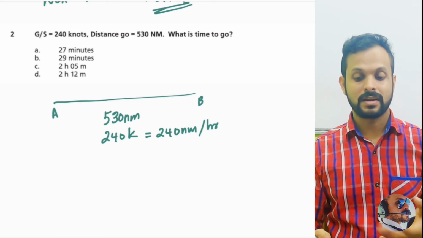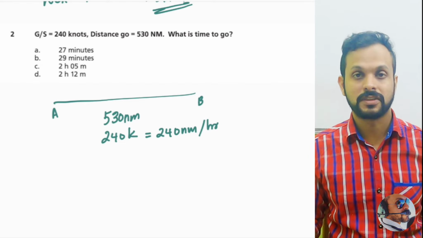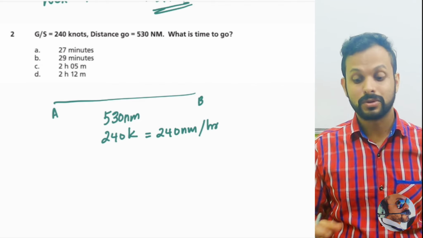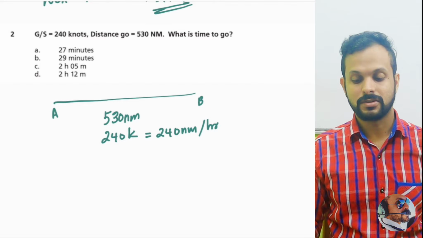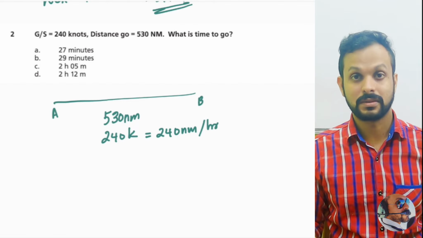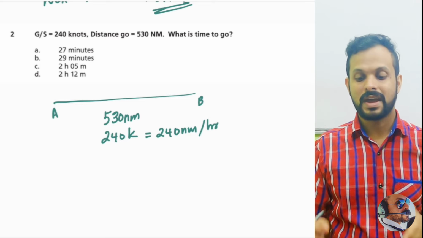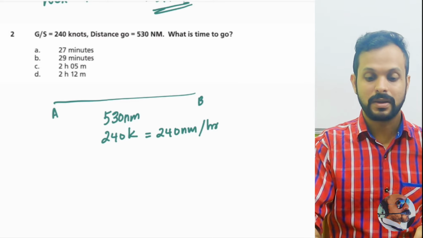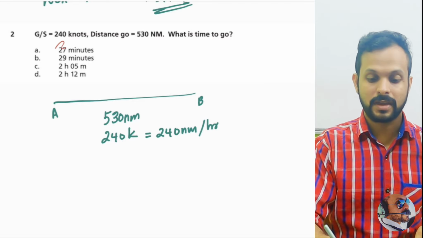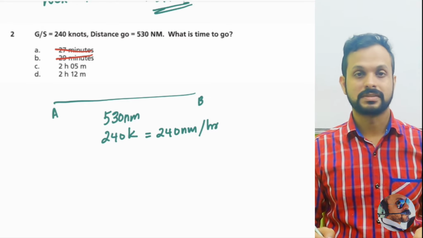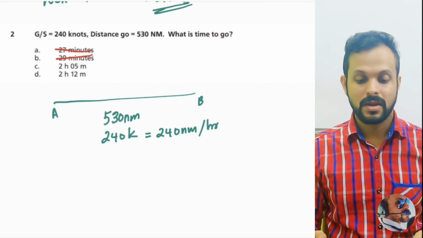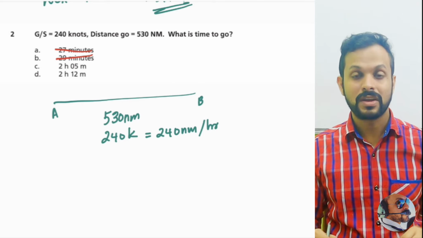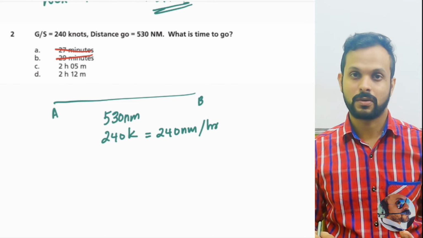So if I want to fly 530 nautical miles, it's more than double the distance of 240 nautical miles which it travels per hour. So the answer is definitely going to be more than 2 hours, and that eliminates options Alpha and Bravo instantly, because they are less than 30 minutes. Now there is a clash between C and D. You can see it's pretty close, and therefore you really need to be very accurate with your calculations.